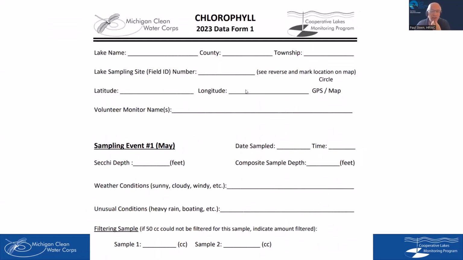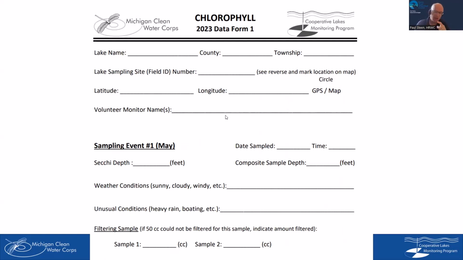And we also divide the data form up. So you'll have a data form 1, which handles the May and June samples. And you'll have a data form 2 that does the other 3 months. So other than that, it's very similar to the other data sheets we have.